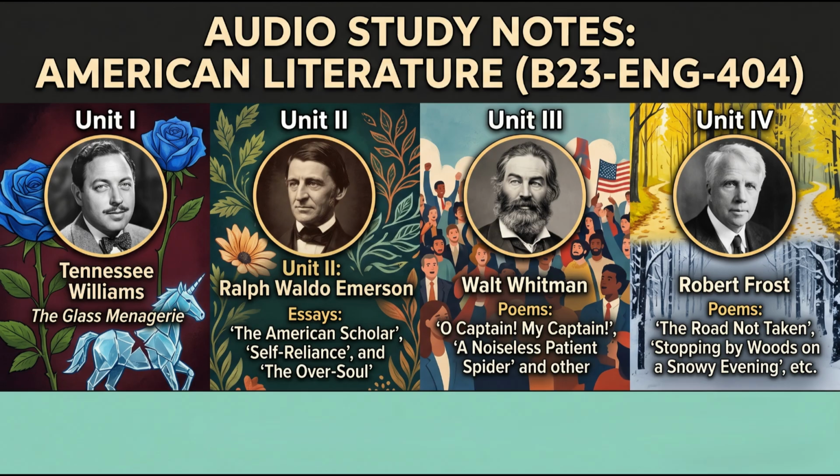Now use a second hack for Unit 1 called the character emotion chain. To remember Amanda Wingfield, link her to the phrase Blue Mountain. She constantly retreats to her past of 17 gentlemen callers. She is not a villain or a victim. She is both. She smothers her children with love that feels like control.